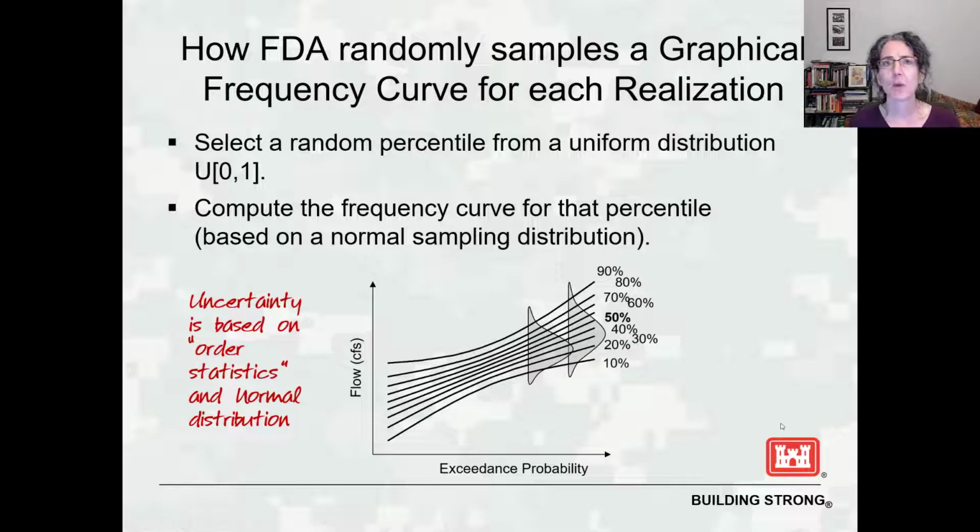Now, in the same way we looked at how the LP3 distribution would be randomly sampled with an FDA, we also have to revisit how a graphical frequency curve would be randomly sampled with an FDA. In this case, we choose a random curve based on only one random number, uniformly distributed between 0 and 1. So using that order statistics method to describe the standard deviation and paired with a normal distribution, we have an uncertainty PDF, again, imagined as coming out of the screen.